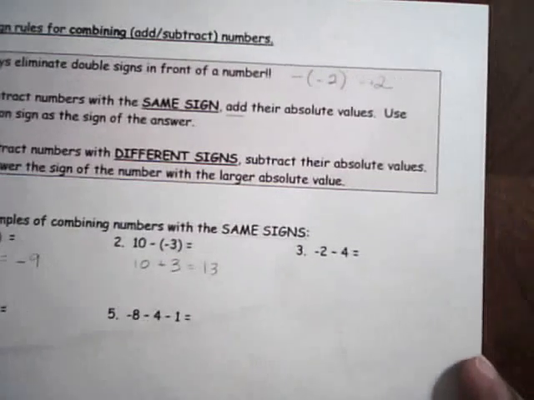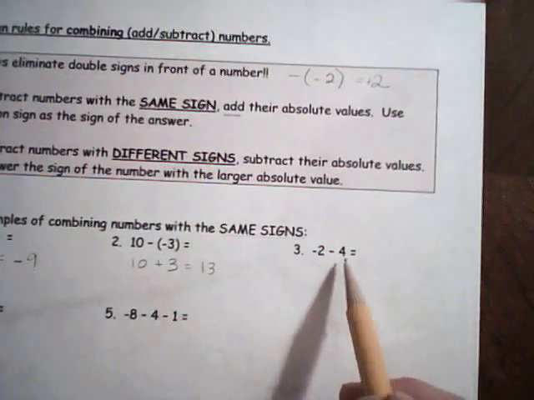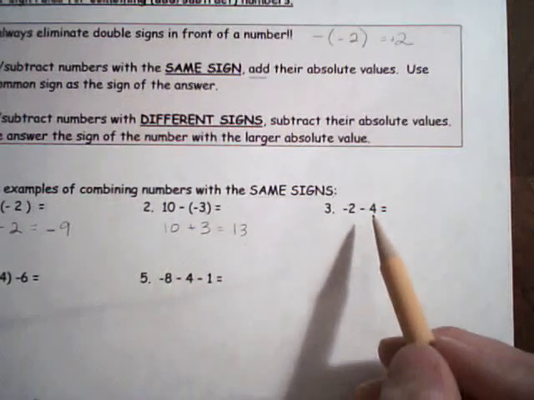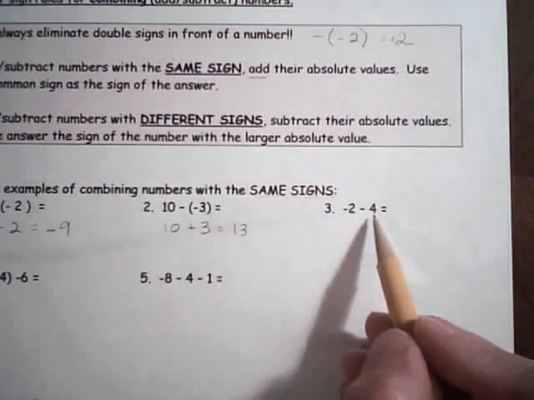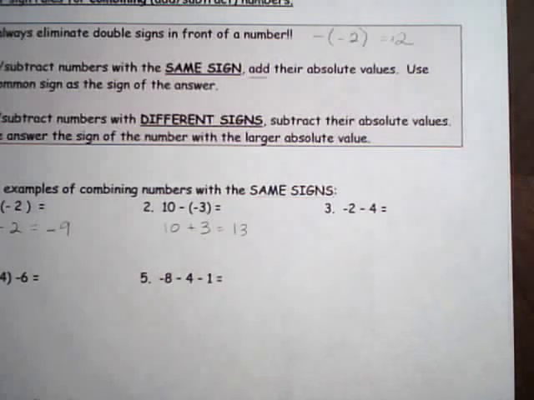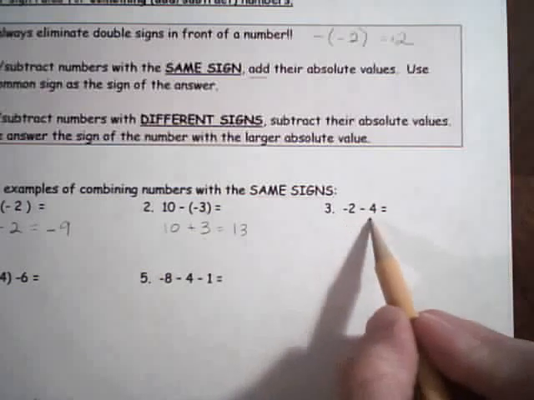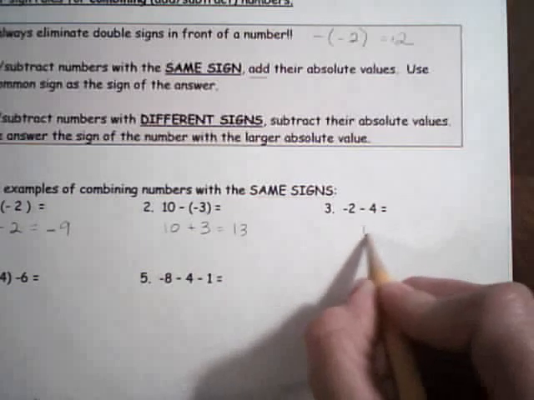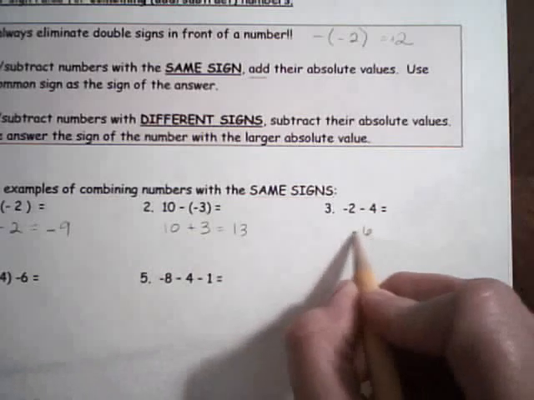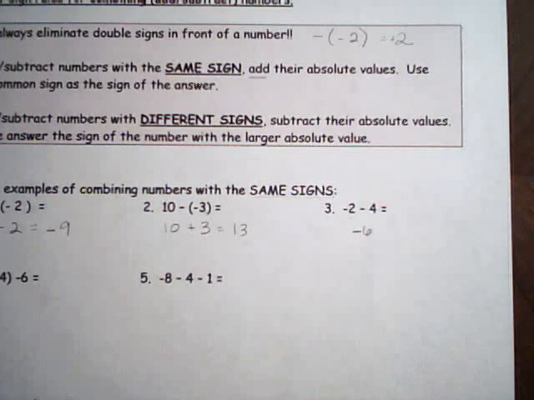Number 3, we don't have any double signs to eliminate. We have a negative 2 and a negative 4. They're both negative, so you add, which would be a 6, and keep the sign that's common to both. So that would be negative 6.